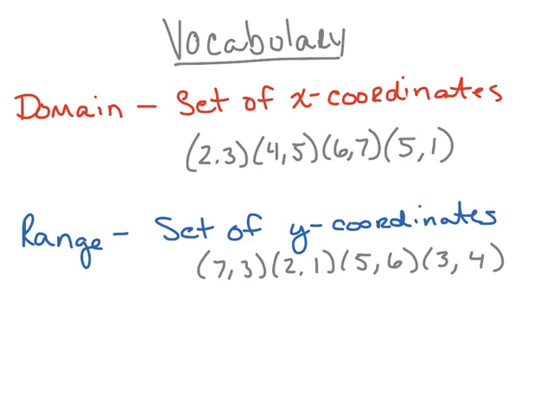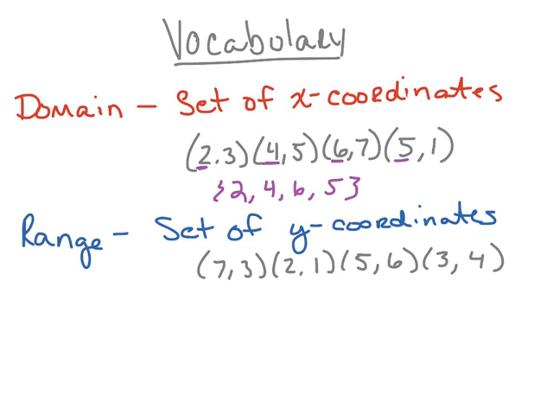Okay, the next two terms we're going to look at are the words domain and range. Domain refers to the set of x coordinates. So if you look at the relation or the set of ordered pairs that I've provided, (2, 3), (4, 5), (6, 7), and (5, 1), the domain for this set of ordered pairs would be all of the x coordinates. So we got a 2, you got a 4, you got a 6, and you got a 5. So the domain would be the values 2, 4, 6, and 5. So again, it's simply the x coordinates in each of our ordered pairs.